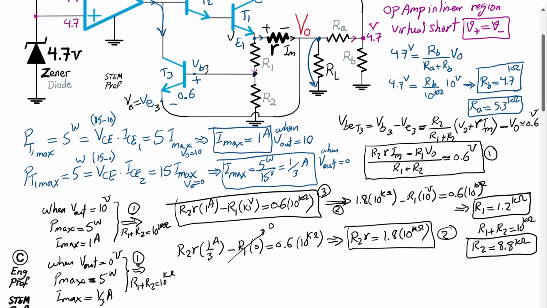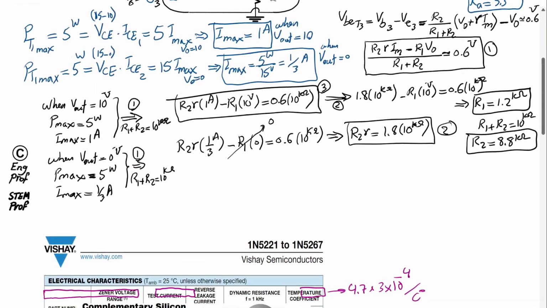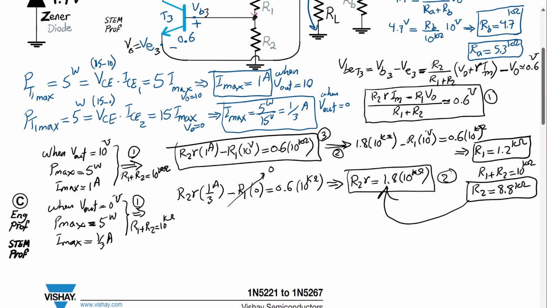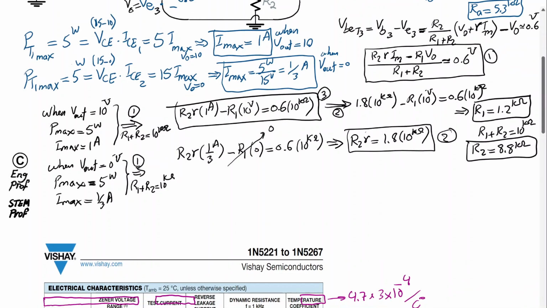Now we need to apply R2 into equation 2 and find the value of the current sensing or current limiting resistor R. From equation 2, knowing R2 is 8.8 kilo ohm, we compute R to be approximately 2.05 ohm. That's the value we end up computing for this resistor.